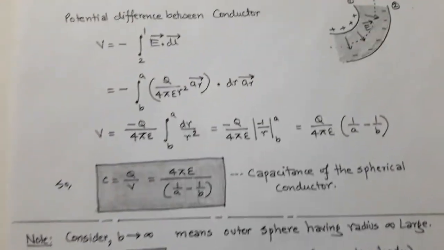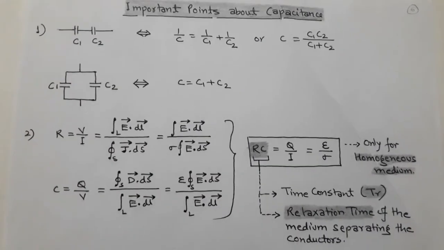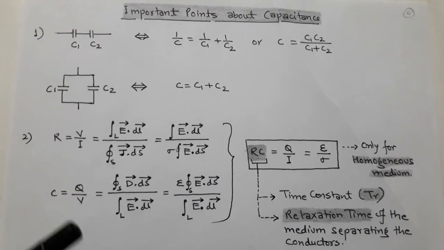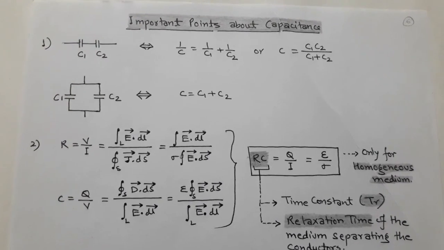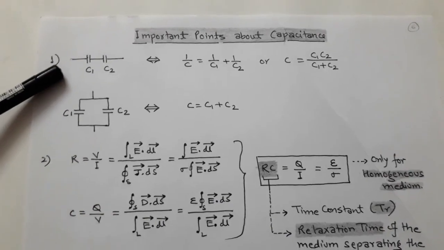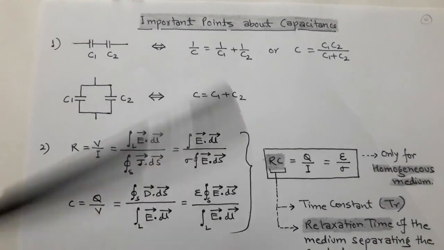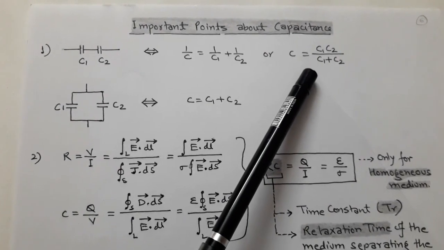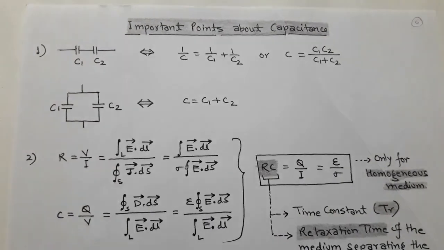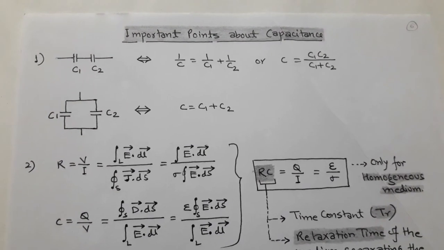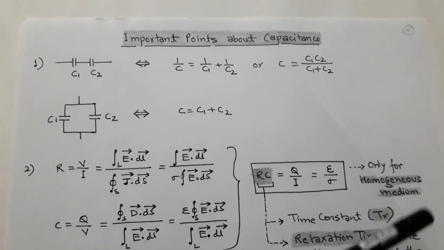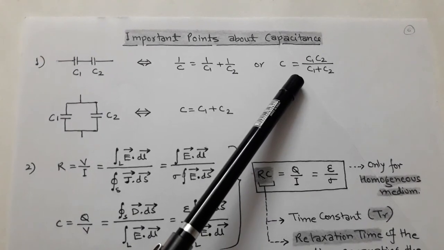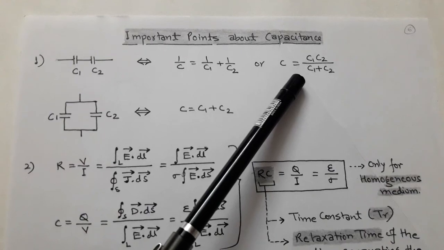Now there are some important points about capacitance. When two capacitors C1 and C2 are connected in series, the resultant capacitance of this combination is 1 upon C equals 1 upon C1 plus 1 upon C2, or we can also determine the equivalent capacitance C equals C1 C2 upon C1 plus C2. So when two capacitances are connected in series, we use the equivalent capacitance C1 C2 upon C1 plus C2.